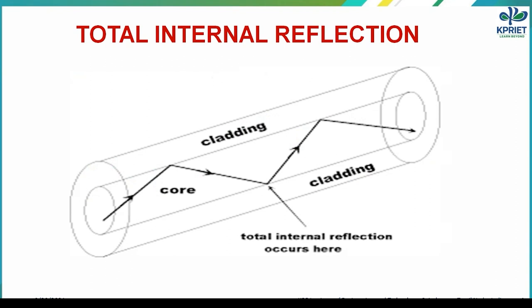Next slide is the principle behind fiber optic communication, that is total internal reflection. In this figure, the light ray which strikes the core cladding interface will be reflected back inside the same medium, that is core medium. This process is called total internal reflection, that is the light will not enter into the cladding medium, it will be reflected back inside the core medium itself. So this is the basic principle behind fiber optic communication.